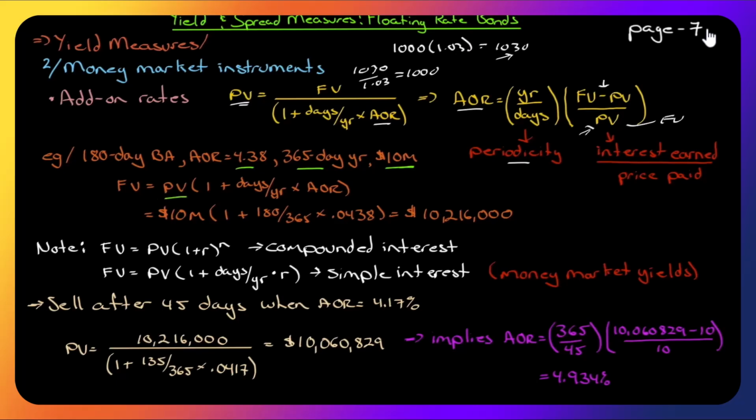So our future value is just what it is today multiplied by the interest over that period of time. So it's 10 million multiplied by 1 plus, and all of this is just R. We know R is 4.38%, but it's only for 180 of the 365 days. So it's 180 over 365 times the rate, add to 1, multiplied by the 10 million. We get 10,216,000 is what the future value would be. And that's how add-on rates work. It's really simple. You just say, well, how much is it today? I know what the rate is. Over what period of time is it for? And that's what I'll get in the future.